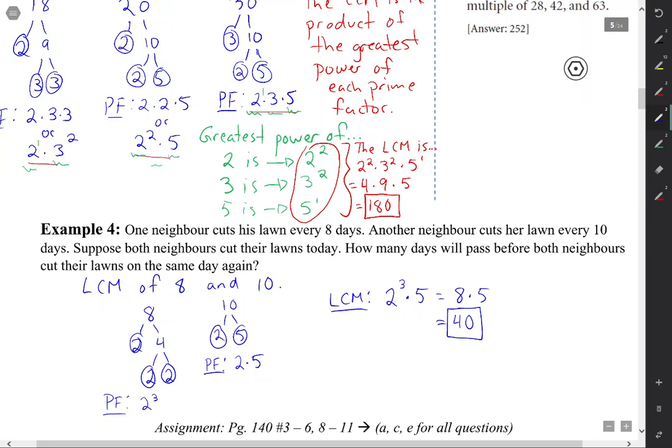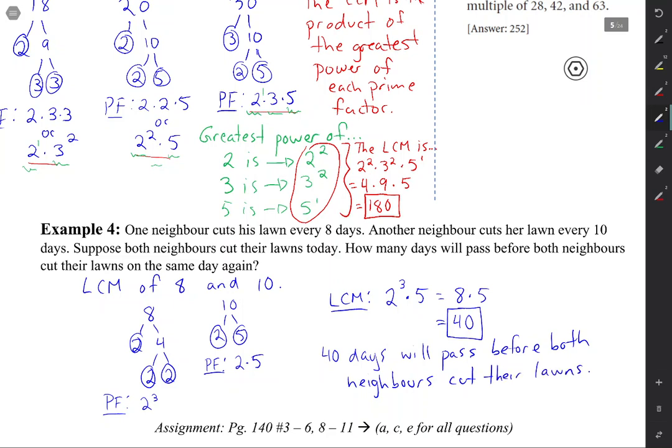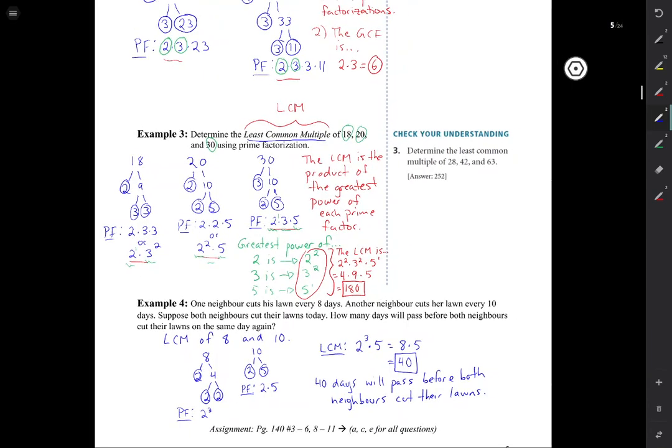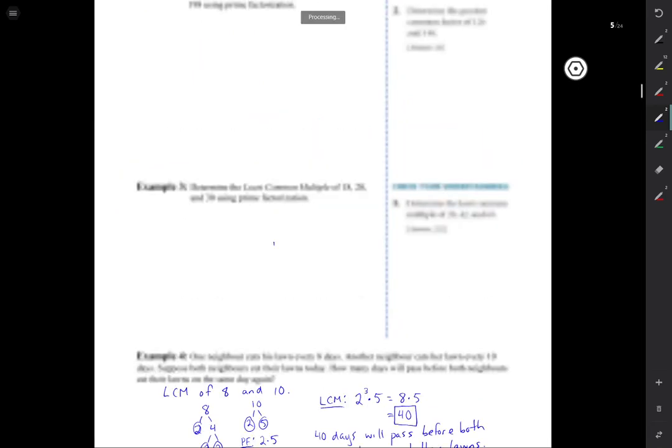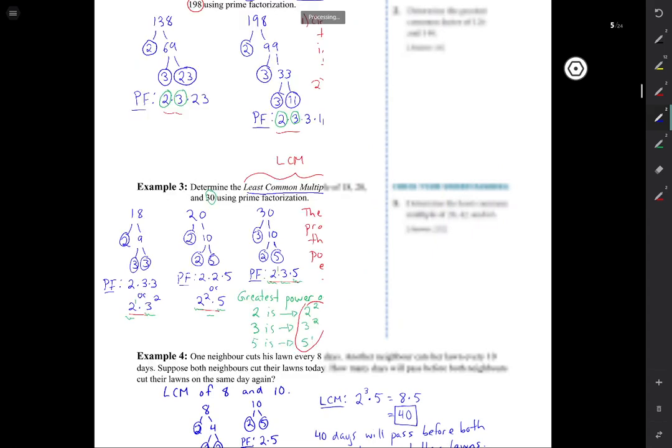And because this is a word problem, make sure you write a final sentence to say your answer. So our final answer is 40 days will pass before both neighbors cut their lawns on the same day. So there's how you figure out prime factorization of a number, and then using the prime factorization we can get the greatest common factor and the least common multiple.